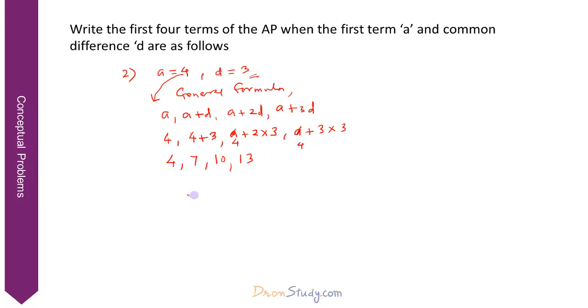So if you see this, the difference is what? 3. 4 and 3 is 7, 7 and 3 is 10, and 10 and 3 is 13. So the common difference is 3 and the first term is 4. So the required AP will be equal to 4, 7, 10 and 13.